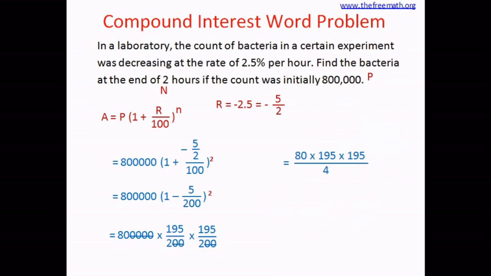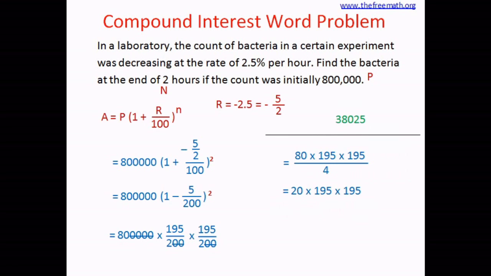So what do we get here? We get 80 multiplied by 195 multiplied by 195 divided by 4. 80 is divisible by 4. 4 20s are 80. So we get 20 multiplied by 195 multiplied by 195. Is it easy to square 195? Yes, it is easy because the last digit of 195 is 5. And whenever we have to square a number that ends in 5, it's quite easy. Let's use our trick. 5 5s are 25 and 19 20s are 380.